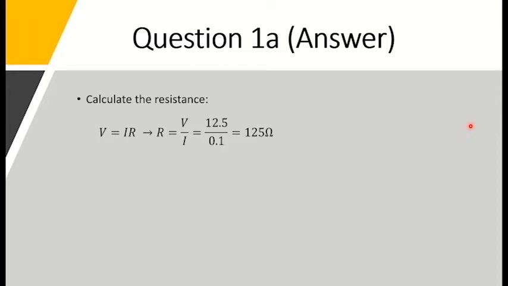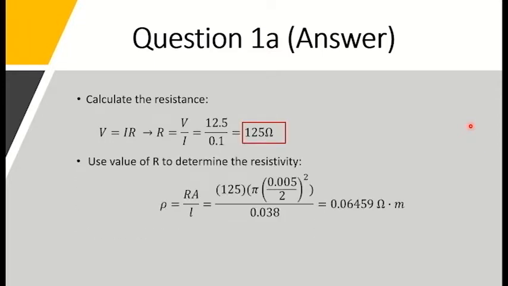So next, we can use this resistance value to find the resistivity, which is just resistance times area over the length, and we found the resistivity to be 0.06459. And finally, based on this resistivity, we can find our conductivity, which is just the reciprocal of the resistivity. Okay, that is the first part of the question.